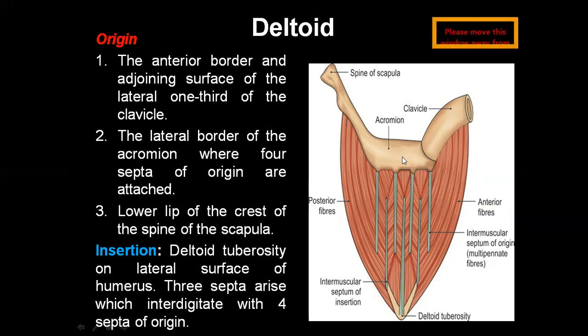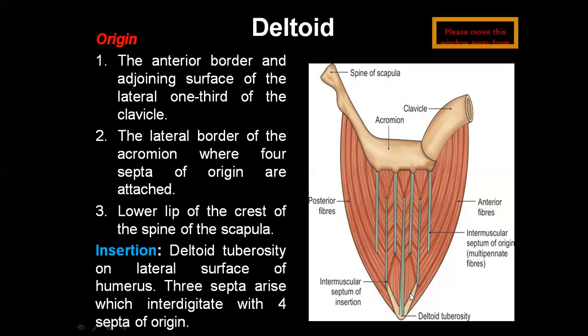So anterior fibers are coming from the lateral one third of the clavicle, and the middle fibers are coming from the lateral border of the acromion, where we not only find the muscle fibers but also see the origin of these four green lines, which are nothing but intermuscular septa. Whatever fibers are arising between these intermuscular septa are actually multipinnate fibers. Then these are the posterior fibers. They are coming from the lower lip of the crest of the spine of the scapula.